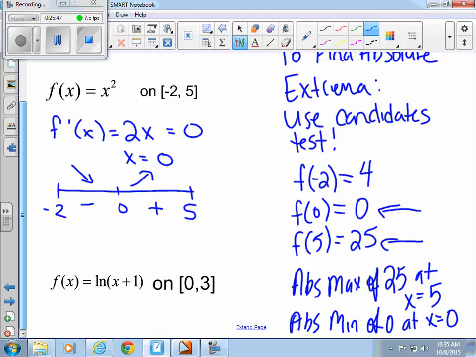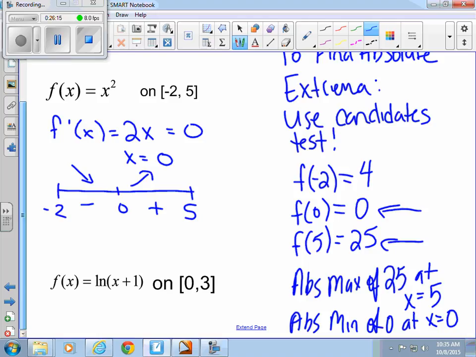So moral of the story. To find absolute extrema, we find critical points and endpoints. Plug them into the original, see which one's the biggest, that's the absolute max, see which one's the smallest, that's the absolute min. If you don't have endpoints, then you would look at the limit as x approaches infinity, the limit as x approaches negative infinity, and consider those when determining absolute max and min.